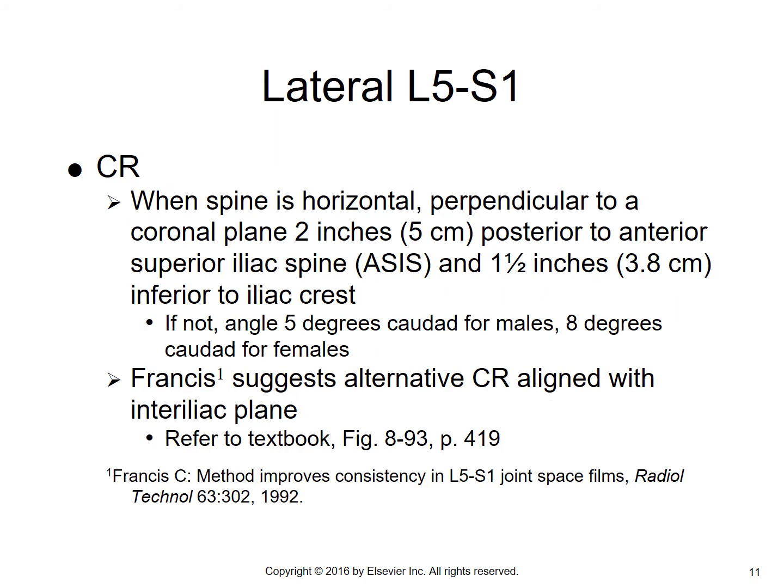As far as the central ray goes, when the spine is horizontal, you're going to just use a perpendicular beam. It would be entering at a point on the coronal plane 2 inches posterior to the anterior superior iliac spine, and then 1.5 inches inferior to the iliac crest. So let's think about this. 2 inches posterior to the ASIS. So you're going to palpate the ASIS. You're going to go 2 inches posteriorly. And from that point, then, you're going to go 1.5 inches inferior to the iliac crest.